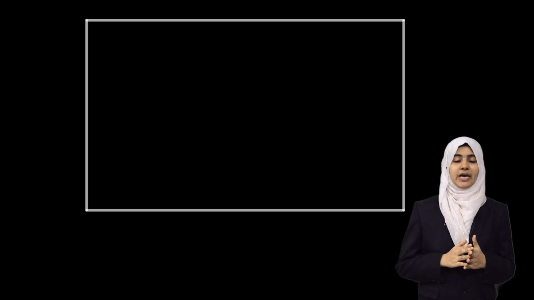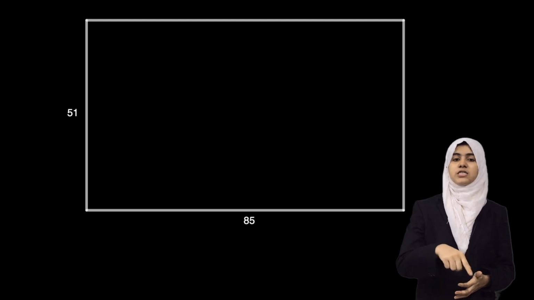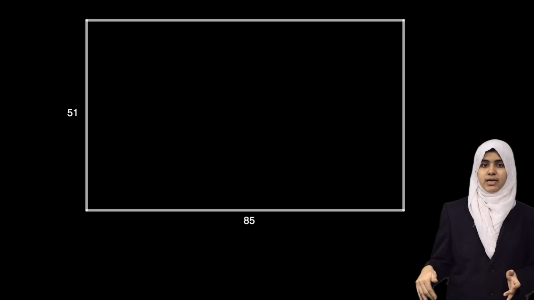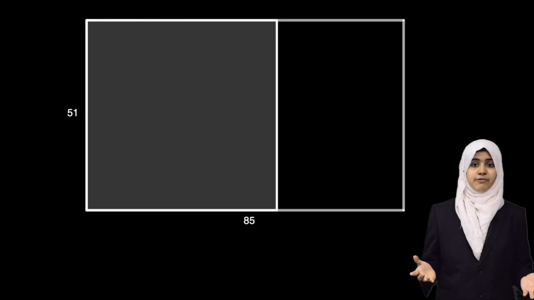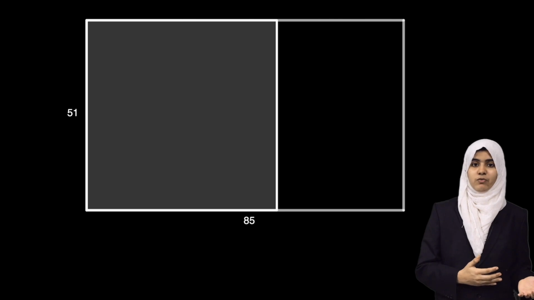Let us do one more example. HCF of 85 and 51. To find HCF of 85 and 51, we assume a room of length 85 and breadth 51. To fill the room perfectly, I am using a square tile of size 51. It doesn't fill the room completely, right? A portion with length 51 and breadth 34 is left out.